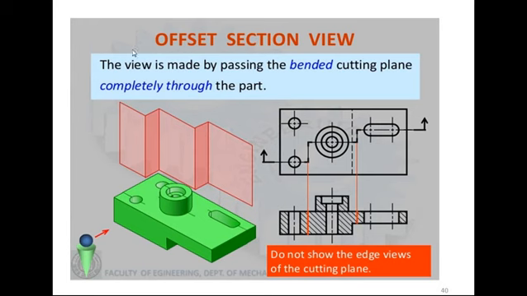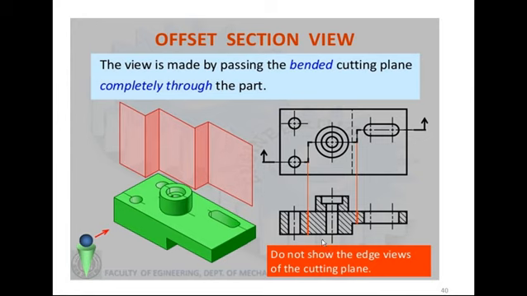One more example for offset section view. This is the object. This hole and this slot are not in one plane. So we have taken an offset plane here. This is the direction of view. We will remove whatever portion remains, and then we will see an image like this.